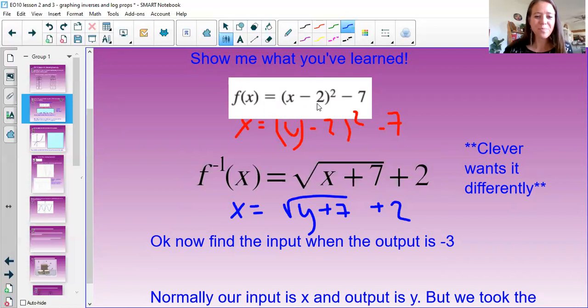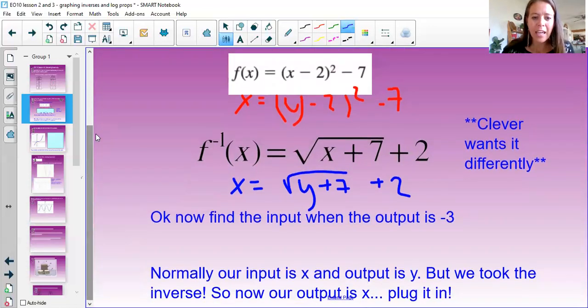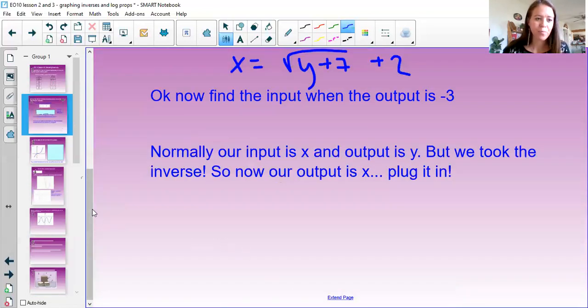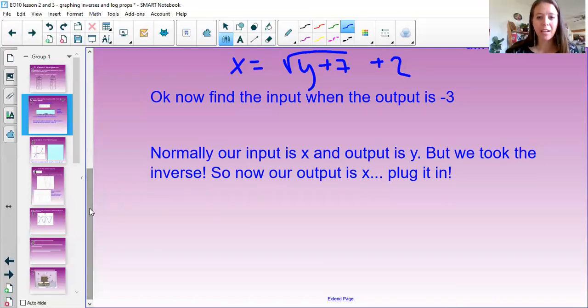There you go. Okay? Well, then there's also this cool thing that they ask, and they say, now find the input when the output is -3. So let's talk about these words. Normally, our input is x and output is y, right? We've got a function, we put in a variable for x, and we get this output of y. But we switched that. So now essentially our output is x and our input is y, okay? And that's what we're trying to find.